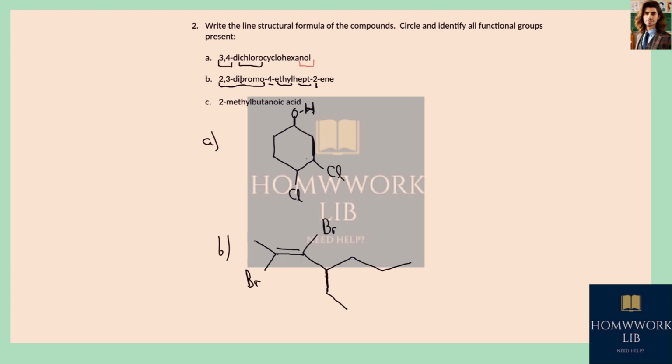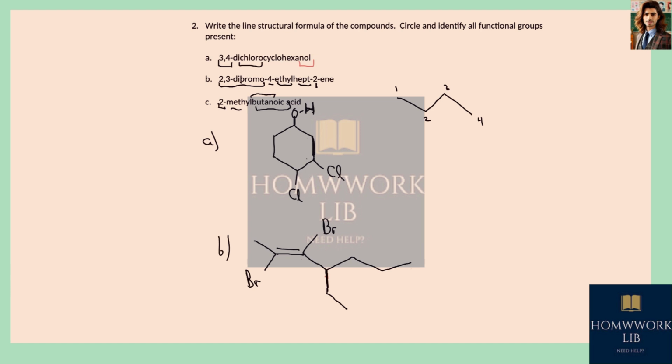We can continue with the last one, that is 2-methylbutanoic acid. So we're going to have a carboxylic acid. We know that it is going to contain 4 carbon atoms, and in carbon number 2, we're going to have a methyl group. So let's begin by drawing the structure. 1, 2, 3, 4 carbon atoms. Let's put the numeration here: 1, 2, 3, and 4.